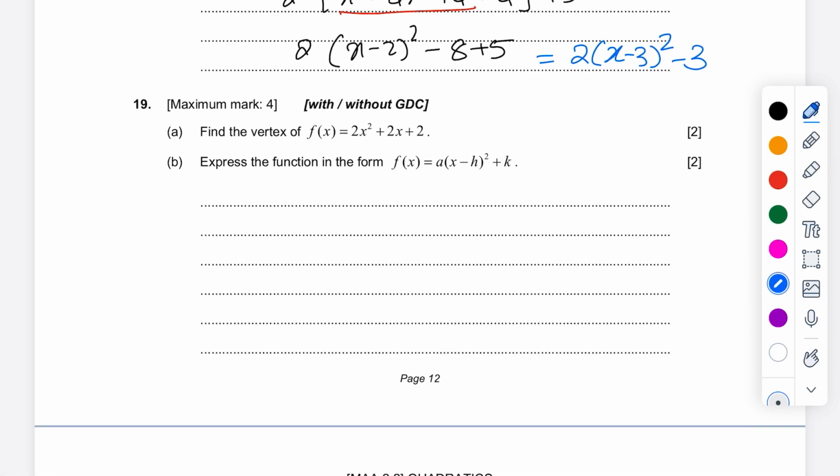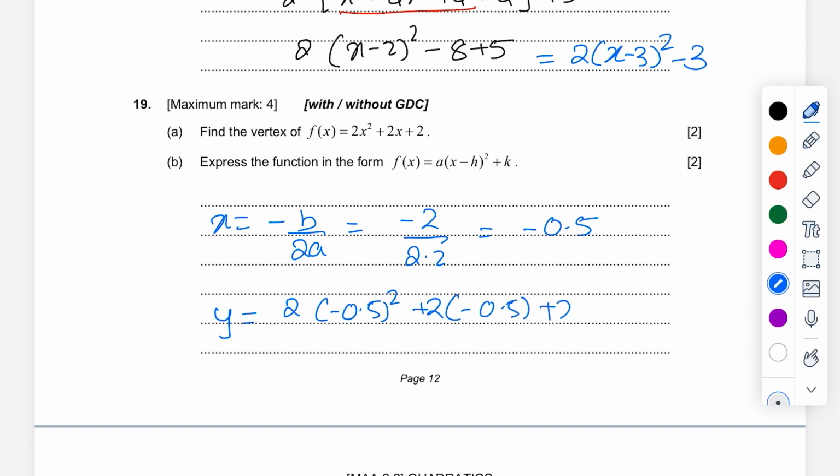Find the vertex of this one. Use the formula, the vertex is nothing but what? Minus b upon 2a. So minus 2 upon 2 times 2, which is going to be minus 0.5. Now plug in minus 0.5 over there. 2 times of minus 0.5 whole square plus 2 times minus 0.5 plus 2, which should be giving me 1.5. So once I got the value of y as 1.5, my vertex form will be 2 times of x minus of minus 0.5, which is nothing but plus 0.5, whole square plus 1.5.